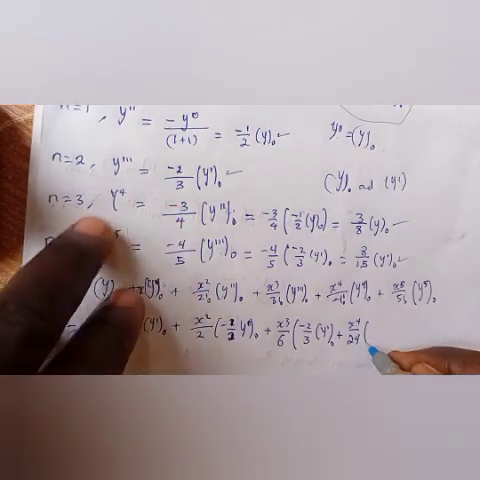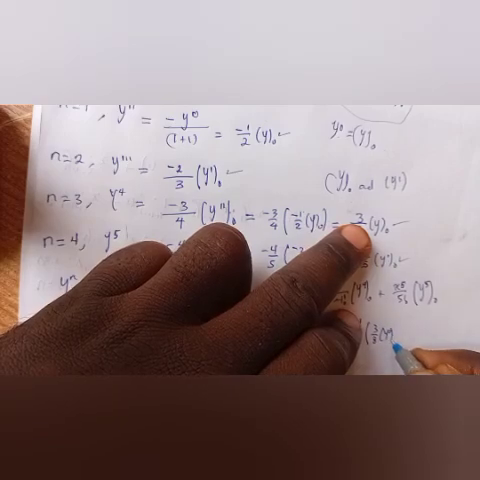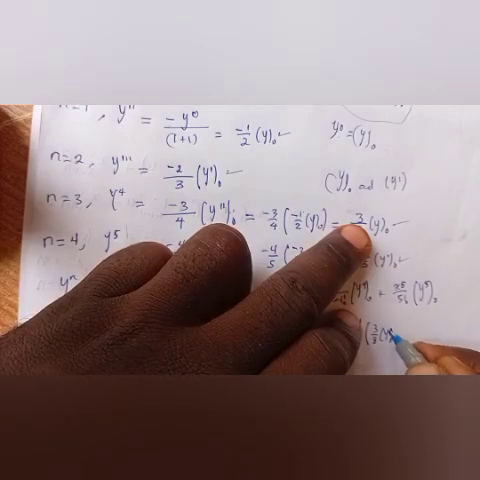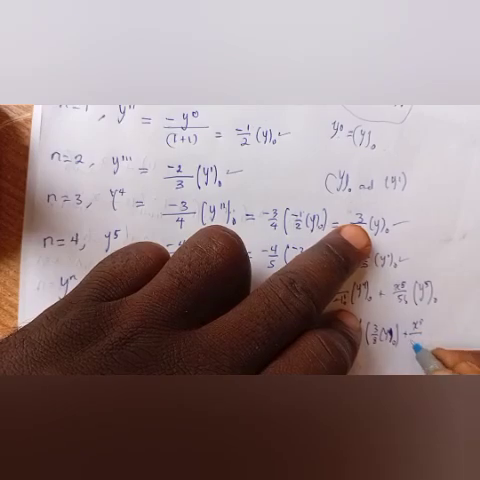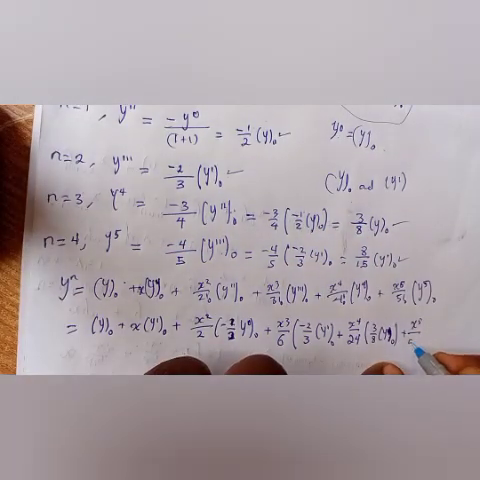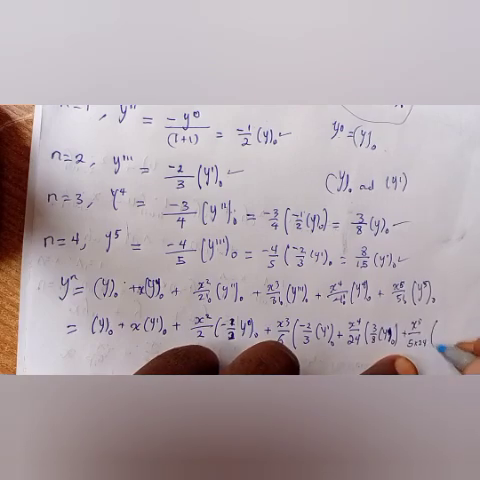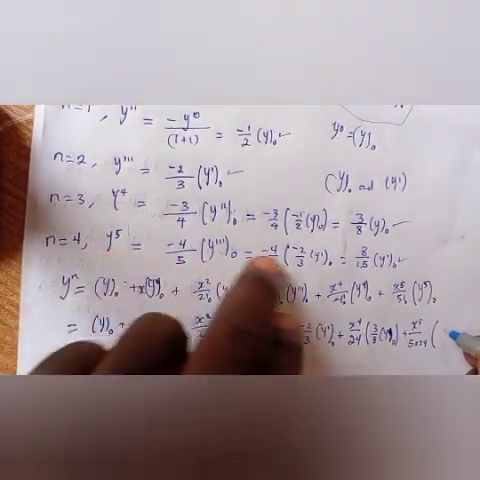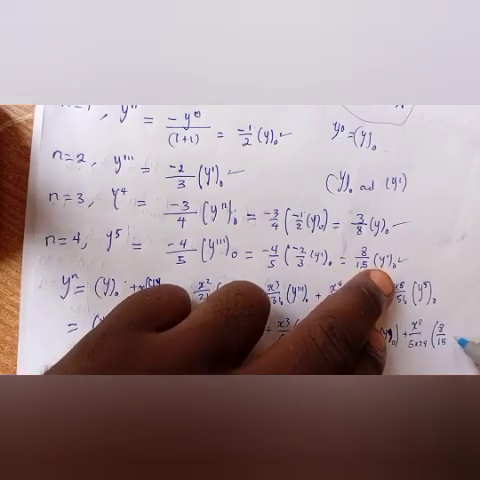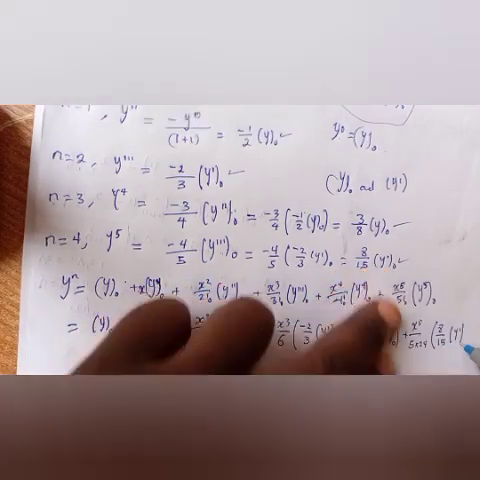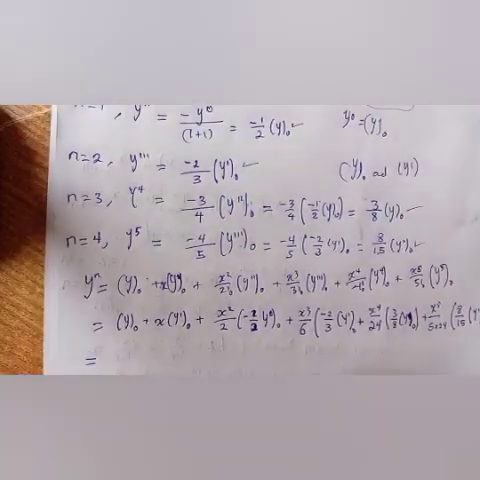Then what is y4? This is y4. We have 3 over 8 y naught, plus x raised to power 5 over 5 factorial, which is 120. So I can decide to write it as 5 times 24, over y5. So this is our y5, 8 over 15 y1 naught.